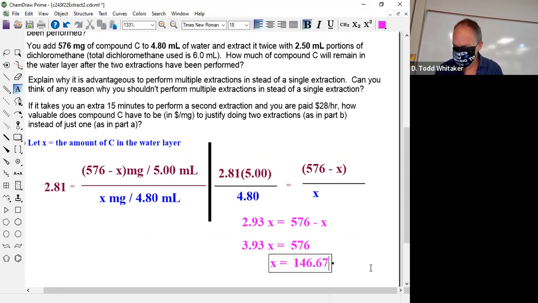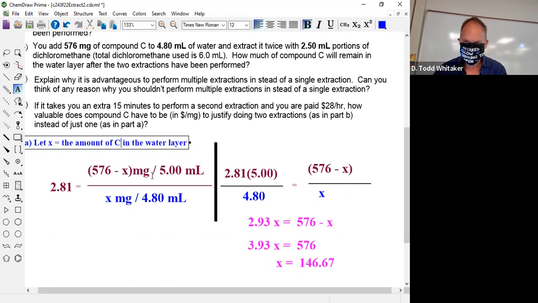And it's not a final answer. Let's just leave a bunch of sig figs. And we already said the amount of C, and we were talking milligrams, right? So I just want to be very clear from the beginning. Let x equal the amount of C in milligrams, and now we're reminded that's milligrams.